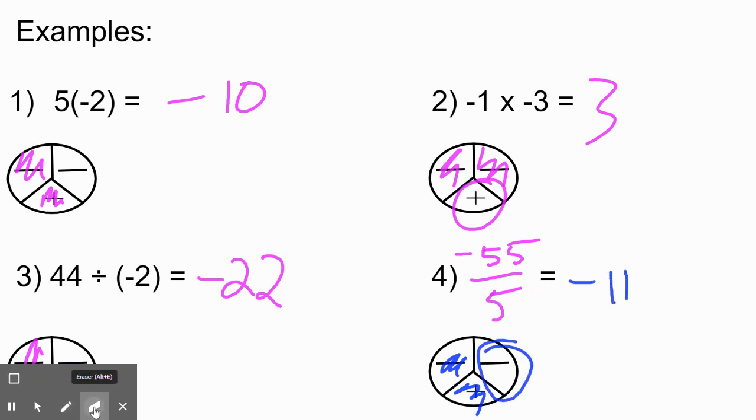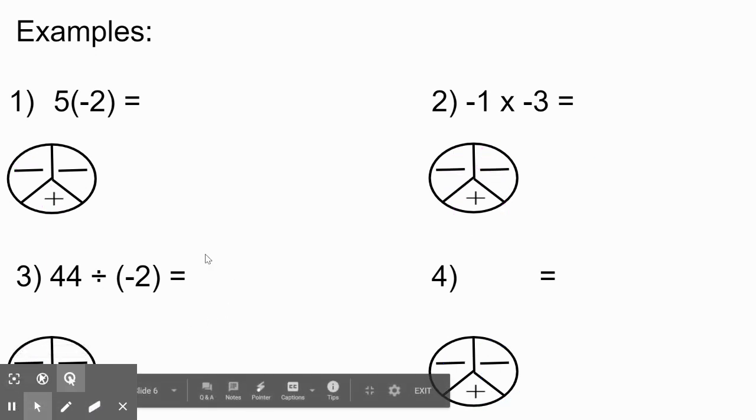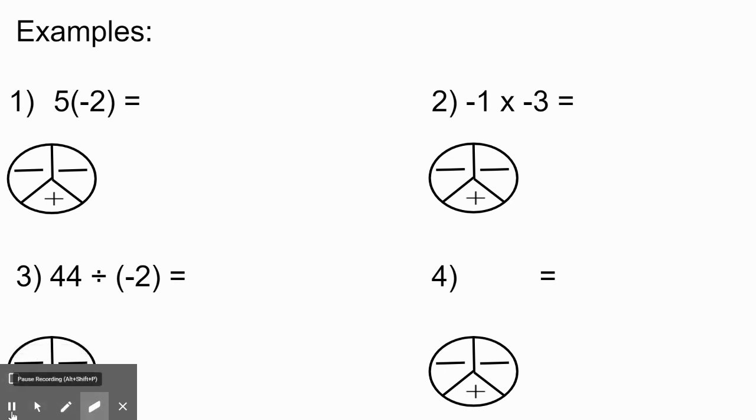Now the question got asked, well, what do I do with my positives? So say I have 2 positives, so 2 times 2. That process is not going to change. It's just when we have negatives that we're going to have to change things up.